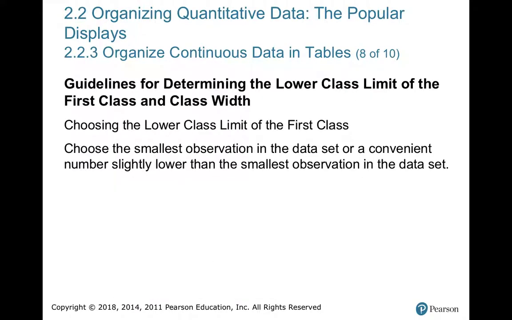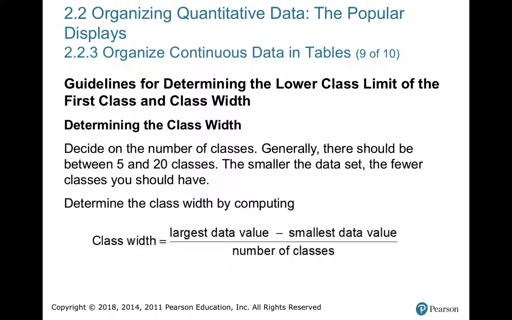So some guidelines: find the smallest observation and then maybe go slightly lower than that. And then for the class width, we want to think about what is the spread of our data. So the biggest minus the smallest would be the spread of our data, and divide that up by how many classes you want to have. And it says generally we should have between 5 and 20. To me, 20 is a bit large. So I would stick closer to 10-ish as being a good rule of thumb for the number of classes that you might want to have.